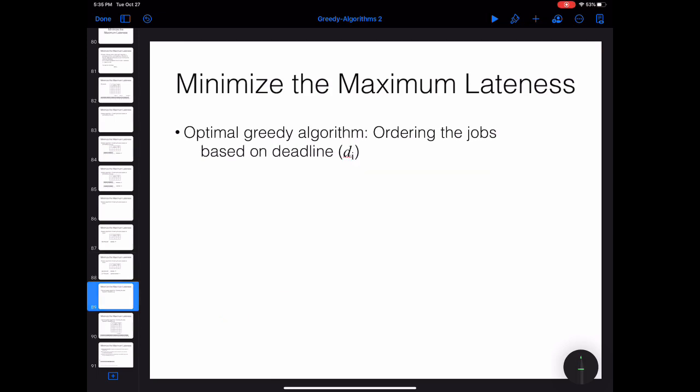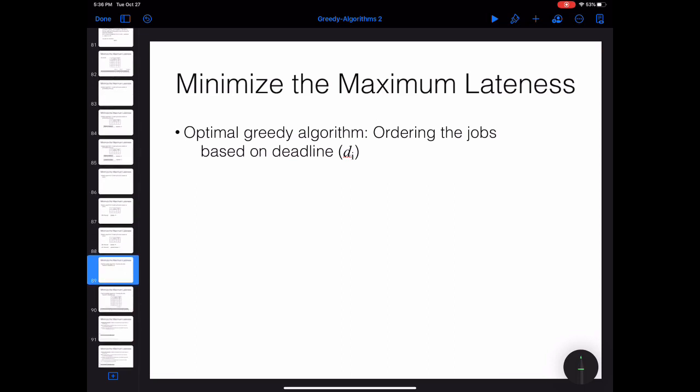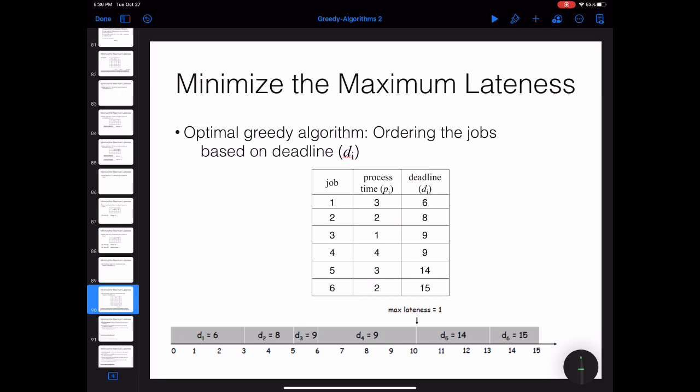So what is the optimal greedy strategy? It is to order the jobs based on the deadline. Try to always do the job that has the earliest deadline. Okay, let me just run this over the first example that we saw. If we order the jobs based on the deadline, first job 1 will be run. It is actually already ordered based on the deadline. So job 1, job 2, 3, and so on.